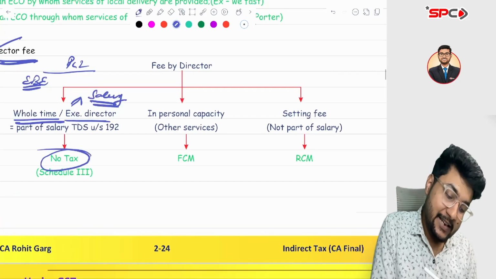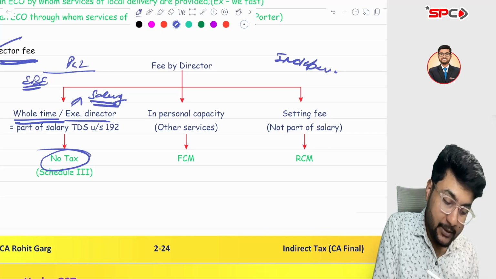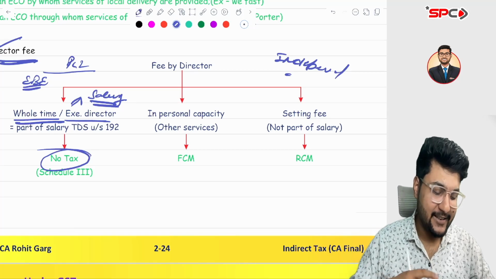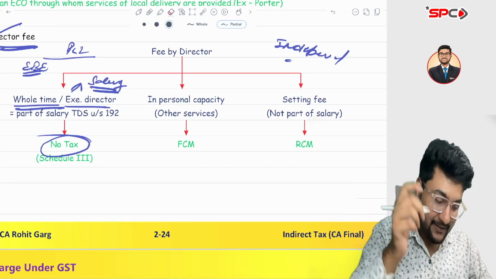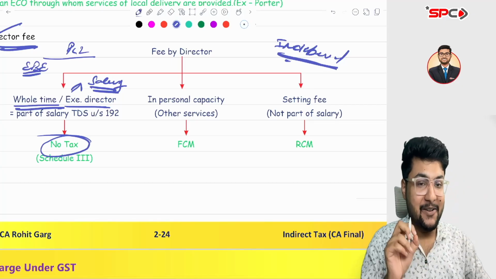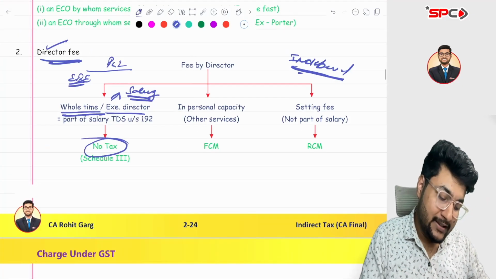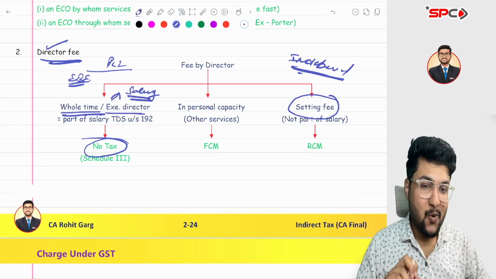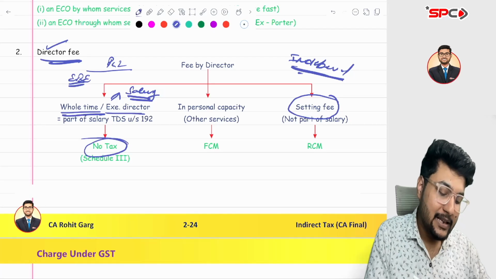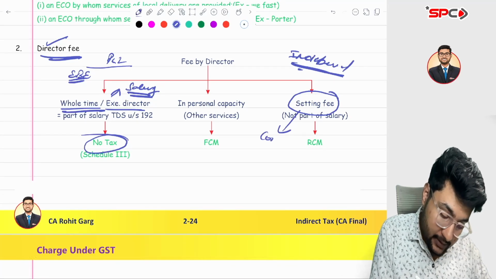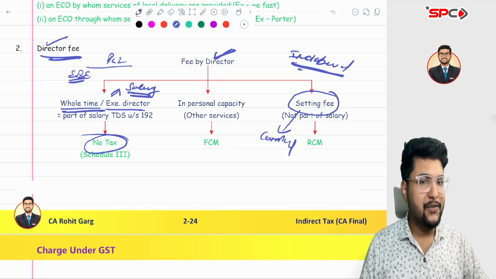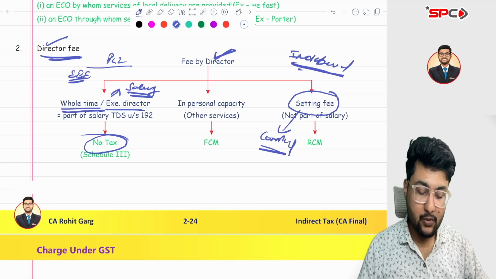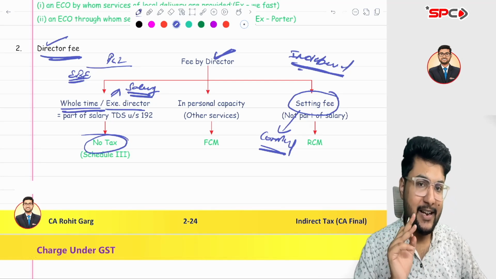But as an independent director, how many of you have heard the name of an independent director? Yes sir, we have heard in the Companies Act, which we studied in CA Inter, right? So they will get a sitting fee for sitting in board meetings, and the tax on it will be deposited by the company, because as a director you are giving us services, and as a company you are receiving the services, meaning you are the recipient. So as a company you have to deposit the tax for a director if they are an independent director.